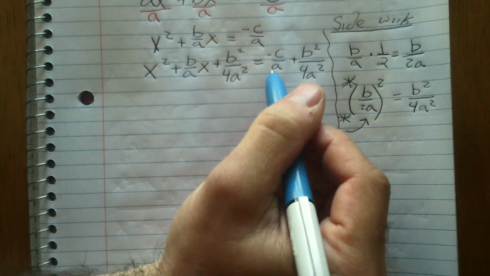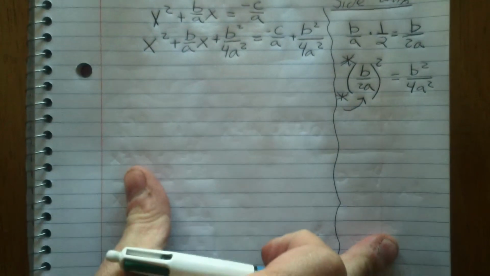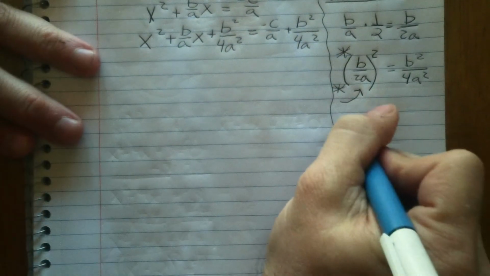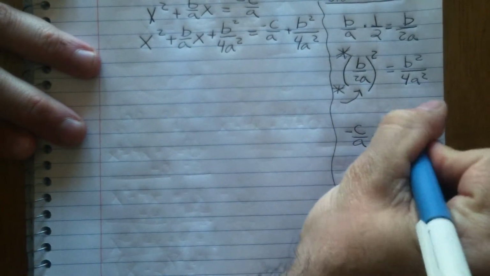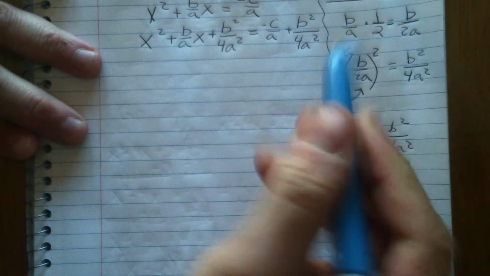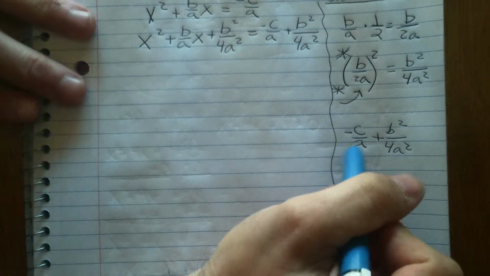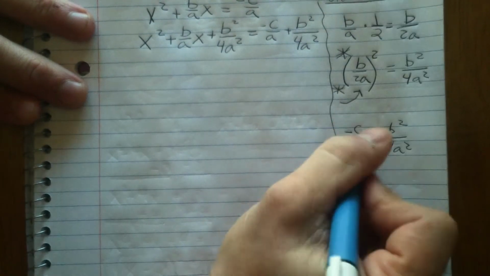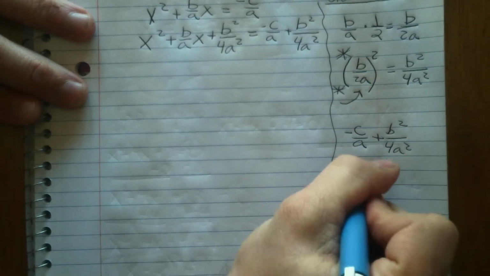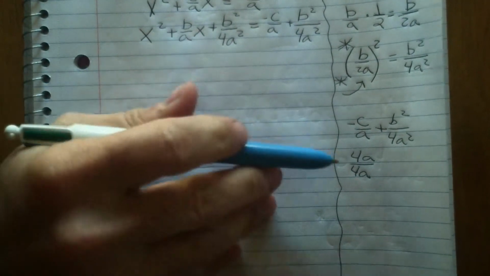At this point, I do want to simplify the right-hand side of the equal sign. So I'm going to do that in my side work, kind of like we did before. Negative c over a plus b squared over 4a squared. So common denominator between a and 4a squared, well, I need to multiply the first term times 4a. 4a times a is 4a squared. So if I do 4a over 4a, that's just 1. 4a over 4a is just 1. So I can do that and multiply it times anything.